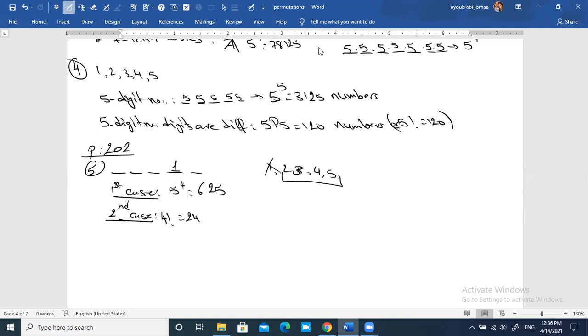Or if you want to think in a different way, here we have the digit 1, and then for the rest we have 4 ways, 3, 2, 1. 4 multiplied by 3 by 2 by 1, which is 4 factorial. Or, as we said, it's 4P4. The same answer is 24.